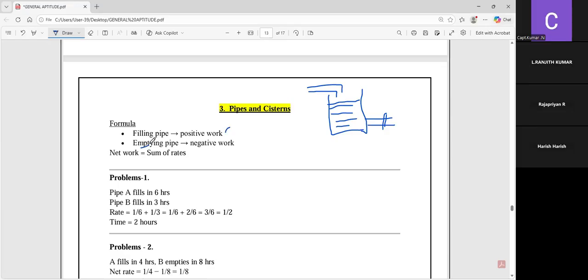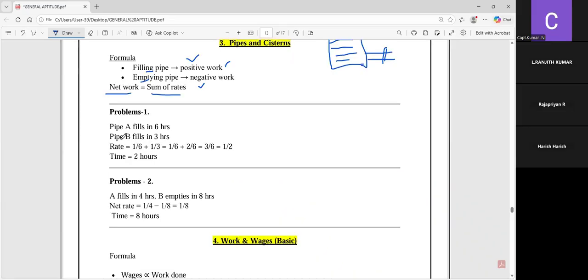So empty or fill. Filling is always positive, emptying is negative. So net work is equal to net rate. Pipe A fills in 6 hours. The second pipe B fills in 3 hours. So what is the rate of change? 6 hours means in 1 hour how much is filled? 1/6. Pipe B, the 1 by 3 portion will be filled. So add these two, and you will get the answer.